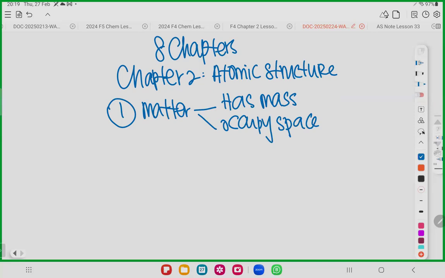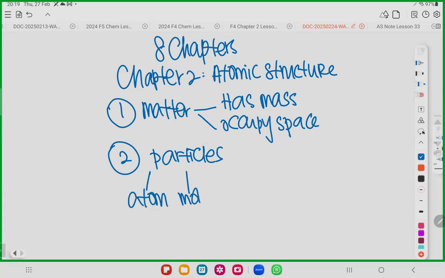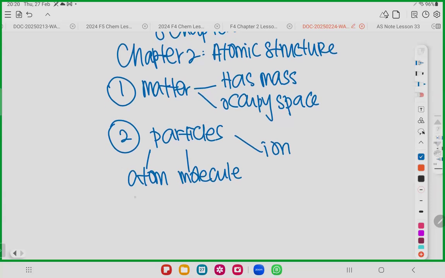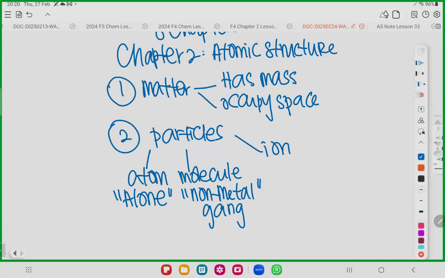All matter is made of something smaller, which we call particles. There are a total of 3 particles: atom, molecule, and ion. Make sure you are all able to differentiate atom, molecule, and ion. An atom is somebody who comes alone. When you don't combine with others, you don't have friends, then you are an atom. A molecule is the non-metal gang. When non-metal and non-metal join together, they are molecules.